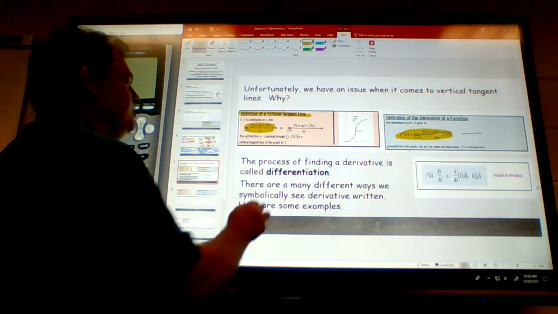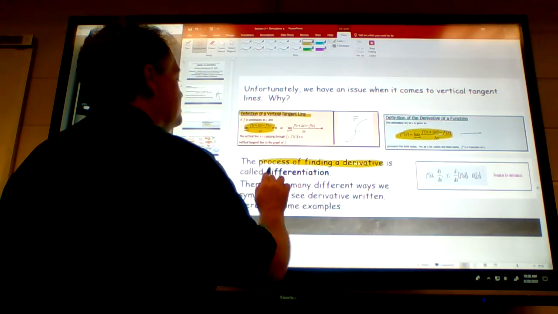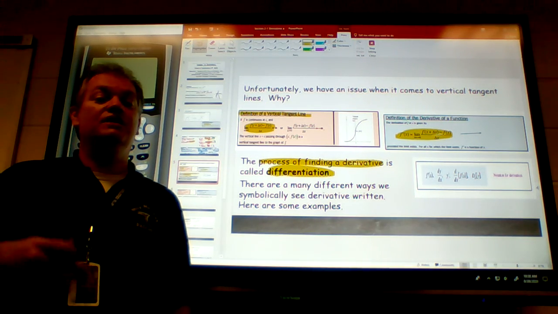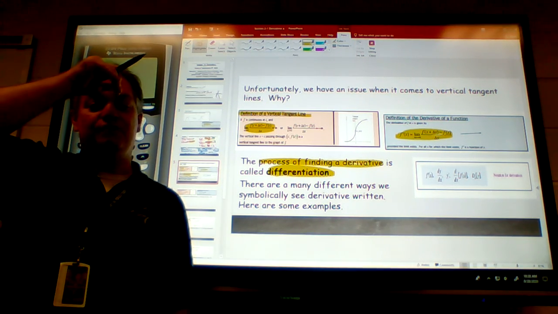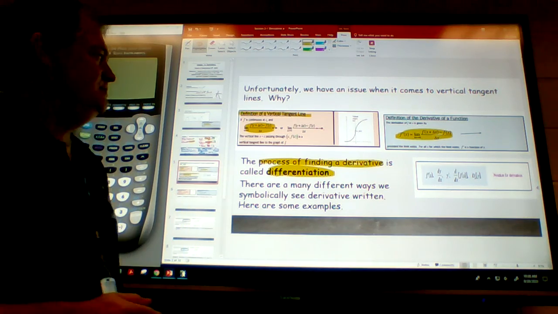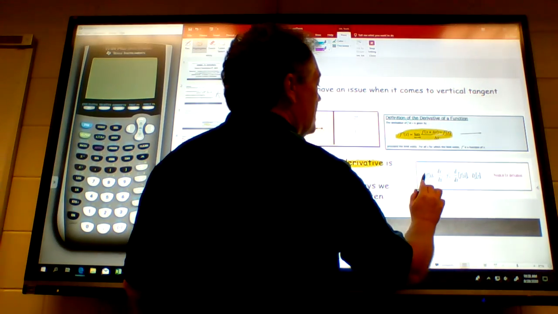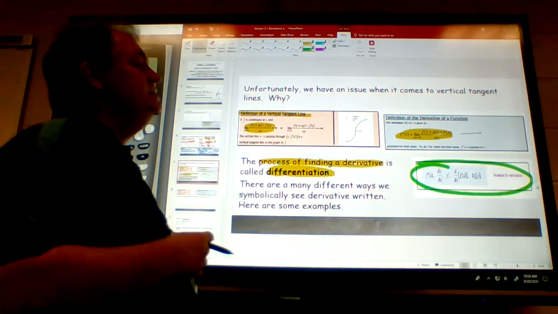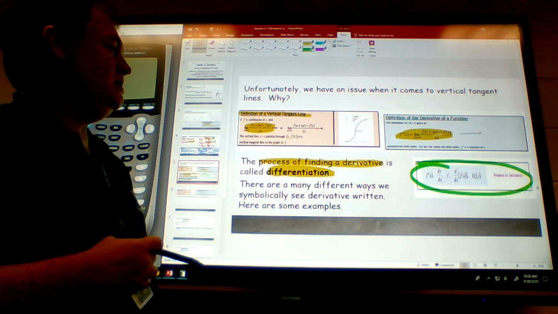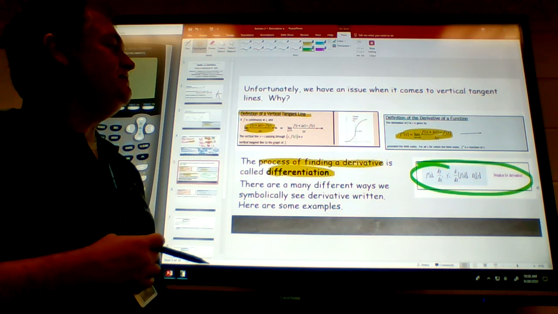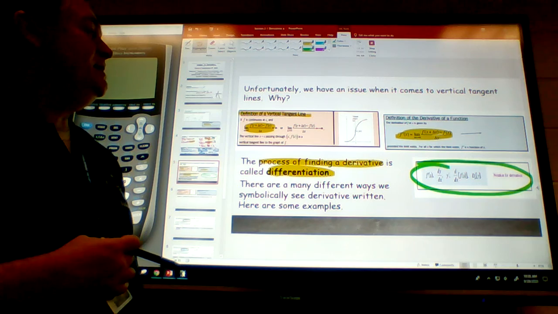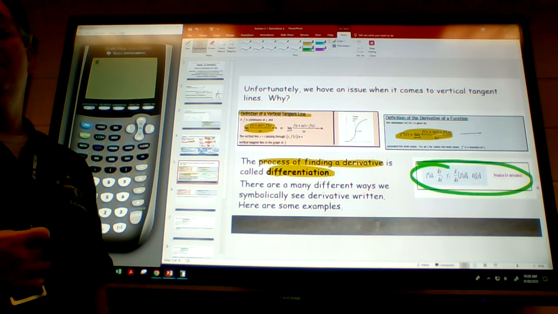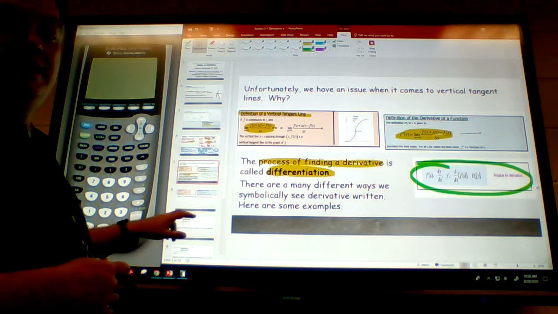The process of finding the derivative is called differentiation. We're going to be spending most of calculus on differentiation. There are many different ways to write the derivative. So for example, I'm going to circle this whole thing: f prime of x, dy over dx, y prime, d over dx of f of x, or D sub x of y. You can look at those on your own, and we'll discuss those in the near future.